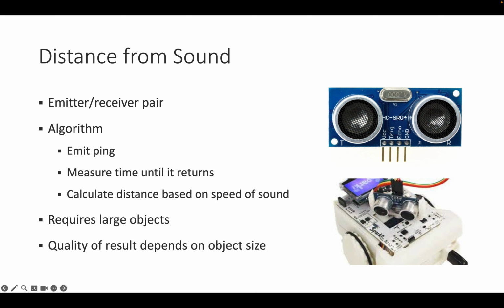I can also use sound to measure distance. Again, I have an emitter-receiver pair. This is much bigger than the one for light. I emit an ultrasound chirp, it's called, and I listen until it returns. Now, the speed of light is 300,000 kilometers per second. The speed of sound is only 300 meters per second. So the time I have to wait until this comes back is actually non-negligible, and I usually have to wait a few milliseconds for the sound to come back, and only then I can take the next measurement.